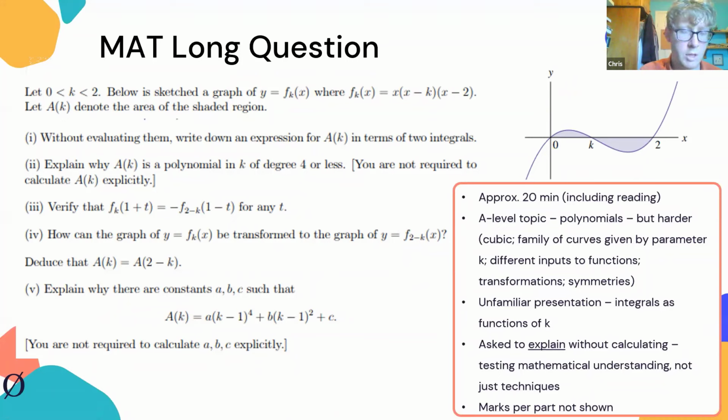The last thing to say is they haven't actually given you the marks for each part, so you just do as much as you can. You can't see which bit's worth most of the marks. I guess it requires a certain level of intuition as to how long that part should be. You've got to have a real good understanding of the question.